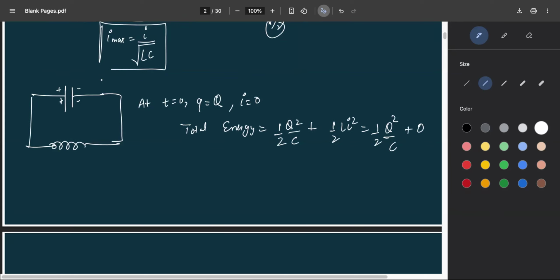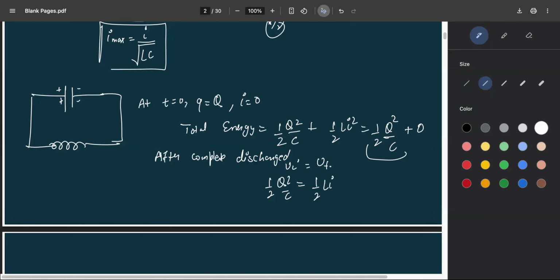If you know after some time, after complete discharge, what will happen in that case? When this capacitor is completely discharged, this complete energy is going to get converted into half L I square, because initial energy U initial is equal to U final. Finally, you'll have half L I square, and this part is going to 0.